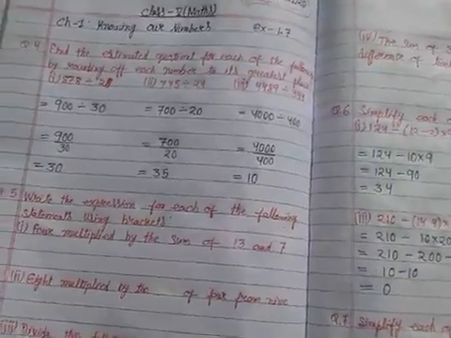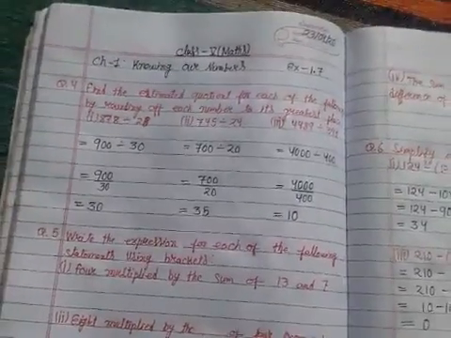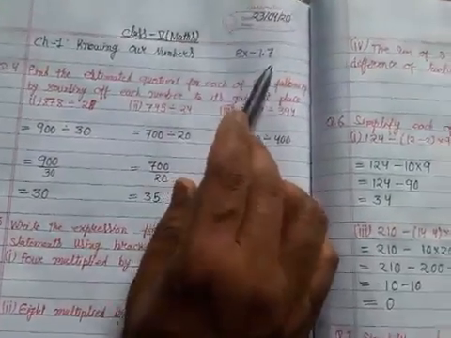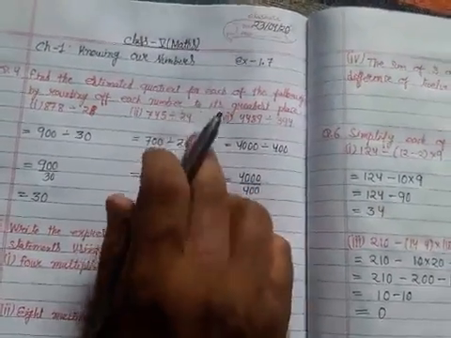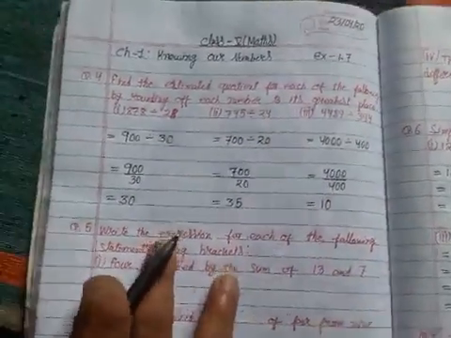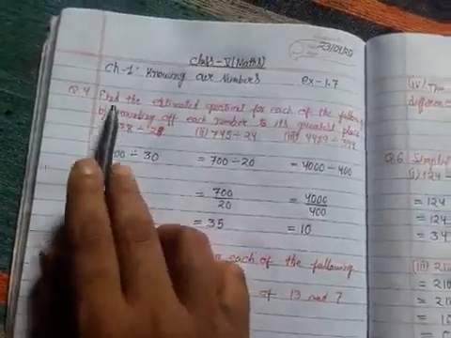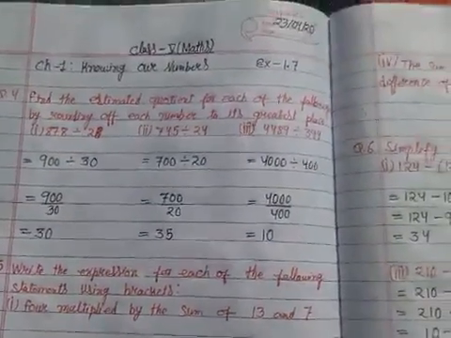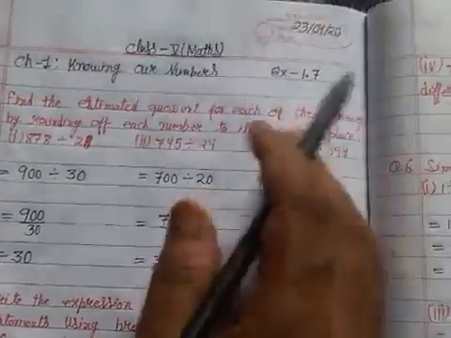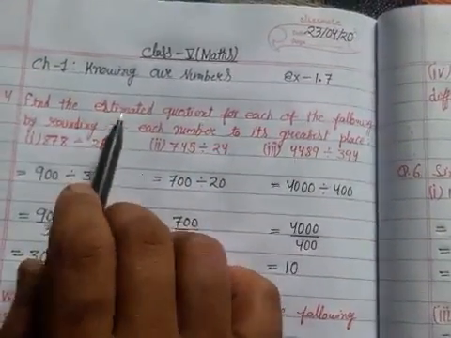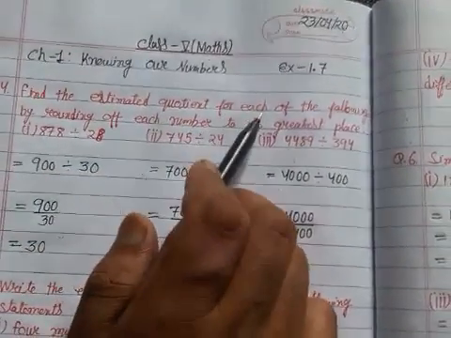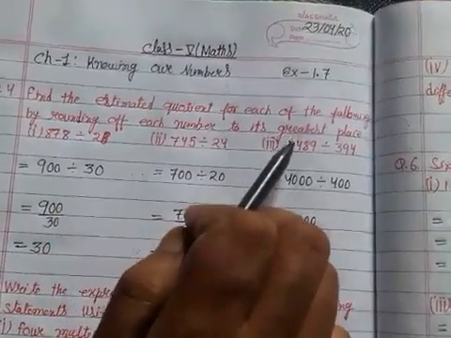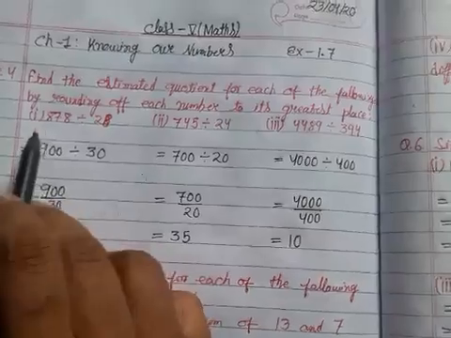Today we are going to discuss the chapter 1 exercise 1.7. Up to question number 3 we have already discussed, so we are going to discuss question number 4. Now what is question number 4? Question number 4 is: find the estimated quotient for each of the following by rounding off each number to its greatest place.